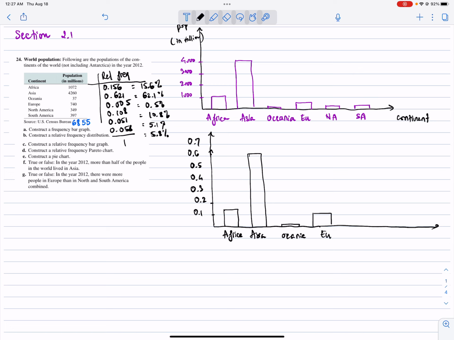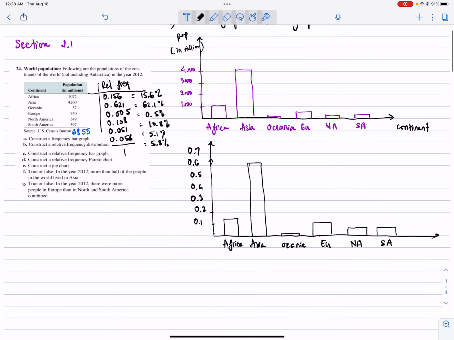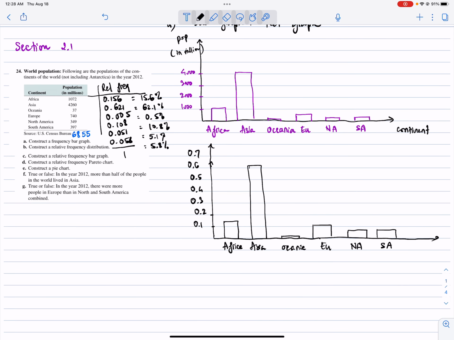The next one is 0.05, so half of that, right? So about half of Europe, so that is North America. And South America is also about half of Europe, but it's a little bit more than half. And you notice that part A and part C, the frequency bar graph and relative frequency bar graph, are very similar.